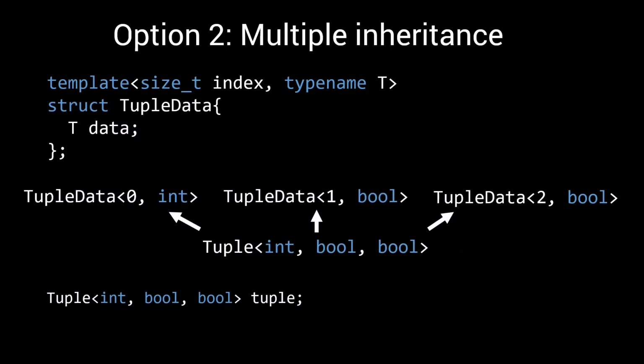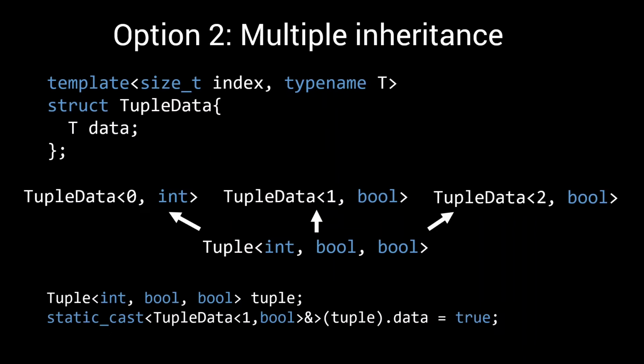At this point, we can access the second element by again casting to the correct base class. In this case, tuple data 1, bool. So, should we go for the recursive or for the multiple inheritance strategy when implementing our tuple? Both methods are good candidates, and each have their own pros and cons.